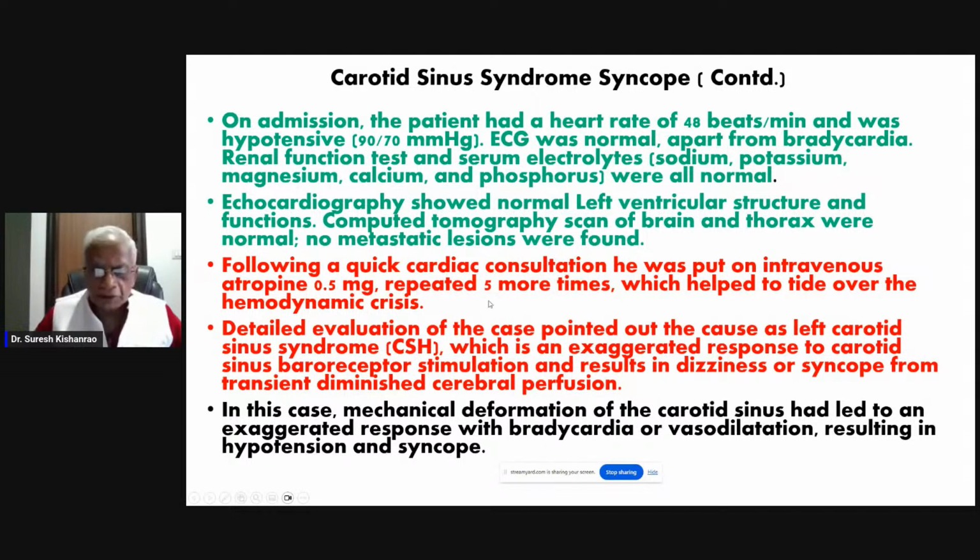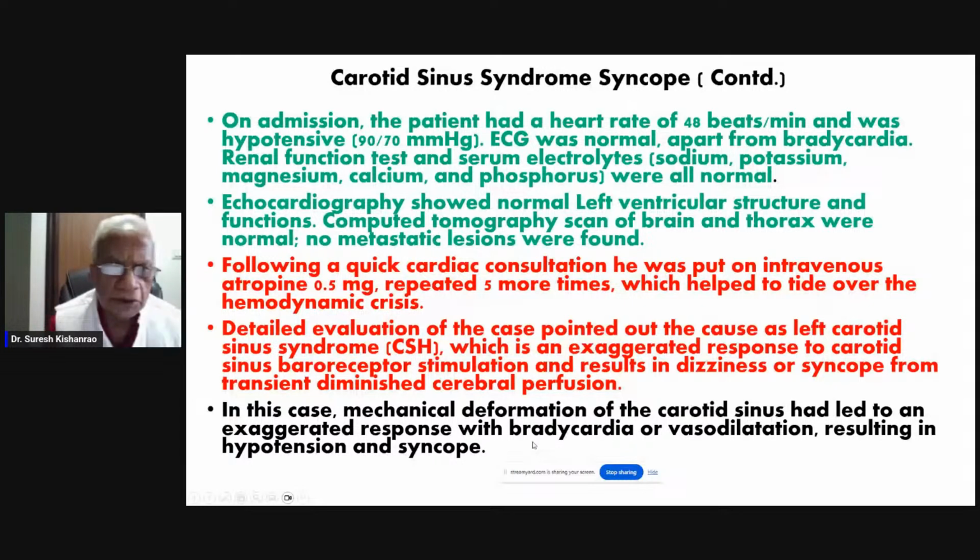A cardiac consultation was requested. A detailed evaluation indicated a left carotid sinus syndrome, which is an exaggerated response to carotid sinus baroreceptor stimulation and results in dizziness or syncope from transiently diminished cerebral perfusion. In this case, mechanical deformation of the carotid sinus had led to an exaggerated response with bradycardia and vasodilation. The patient is still under care. We need to see where it goes.